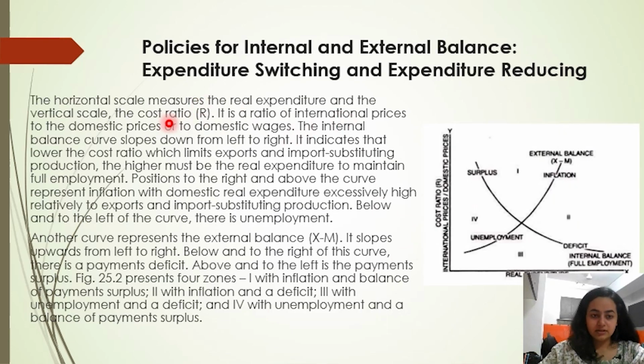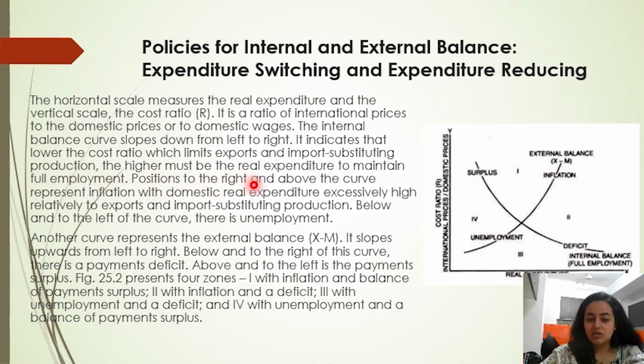As we saw earlier, the vertical scale shows the cost ratio and the horizontal shows the real expenditure. This cost ratio is the ratio of international prices to the domestic prices or to domestic wages. The internal balance curve slopes downward from left to right. It indicates that the lower the cost ratio, which limits exports and import substituting production, the higher must be the real expenditure to maintain full employment.